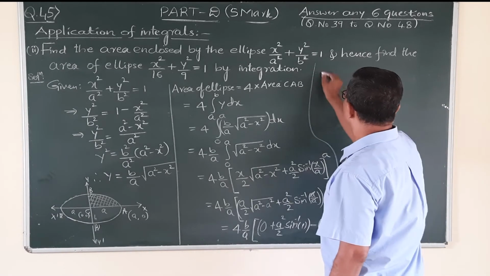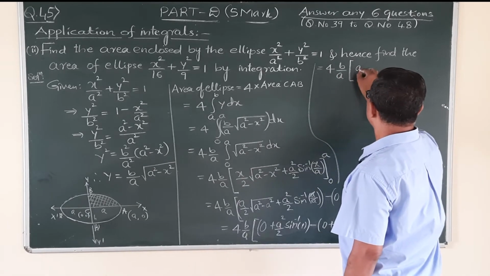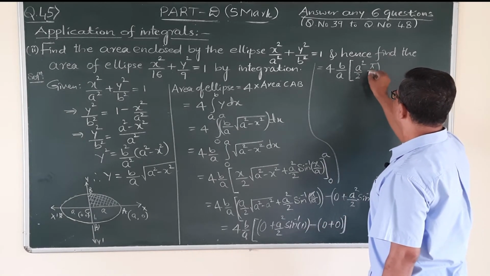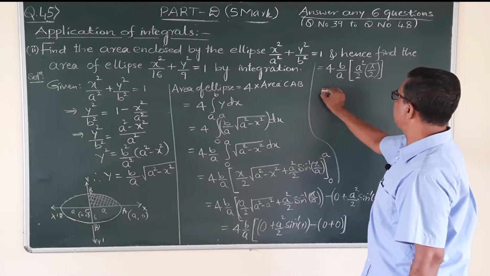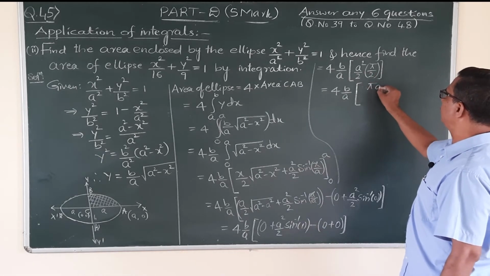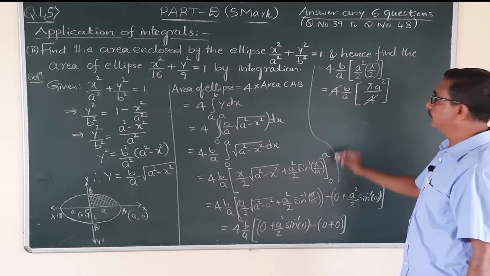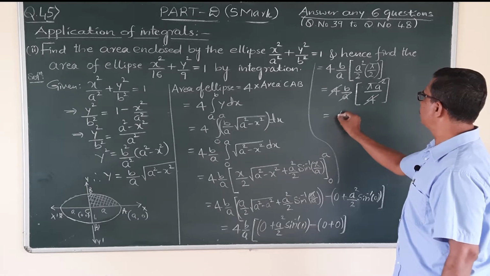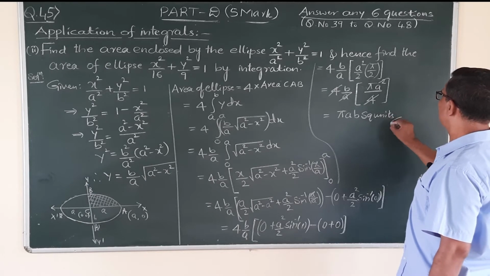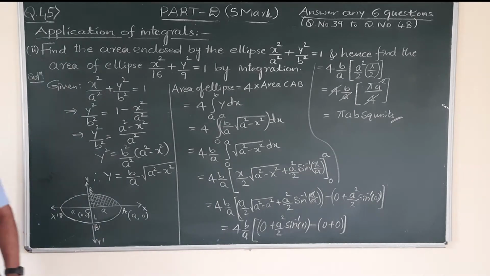That is 4 times b by a into bracket a square by 2 sin inverse of 1, sin of which angle is 1, pi by 2. Okay, that is 4 times b by a square into pi, pi a square, 2 into 2, 4. So 4 cancel, 1 a cancel, that is equal to pi a b square units. So area of ellipse in general is pi a b square units.